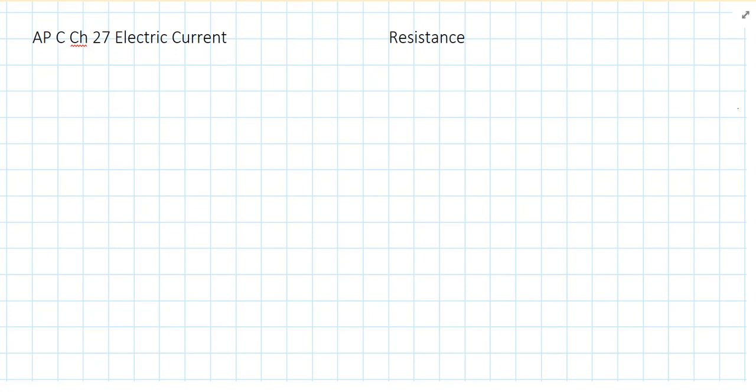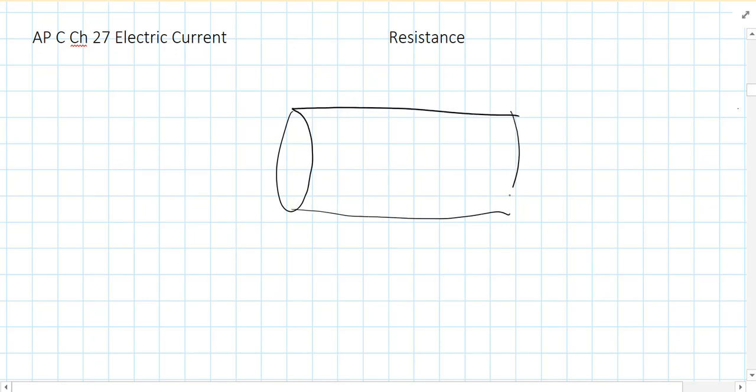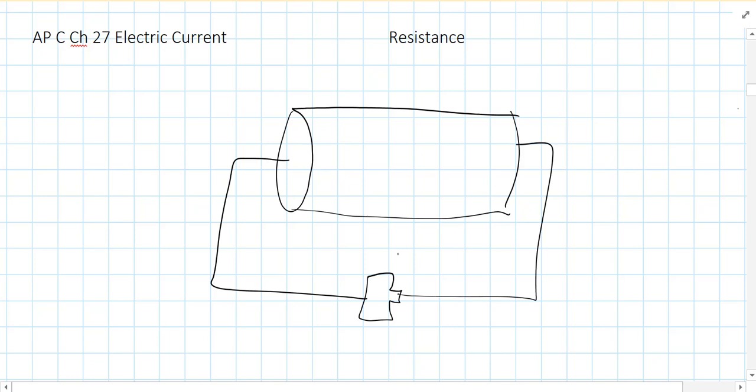Let's say here's a cylinder of copper, like a thick copper wire, and you hook this up to a battery like so. Remember, this is the negative and positive side of the battery. So electrons will flow this way in this circuit, and then they'll flow this way through that copper conductor.